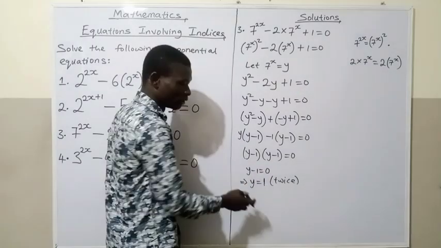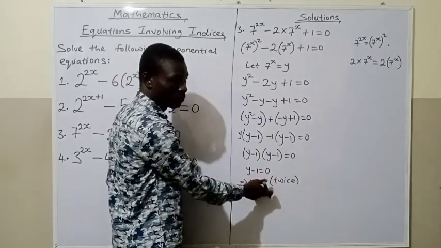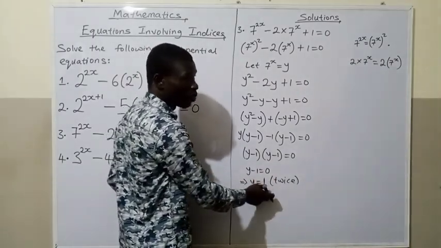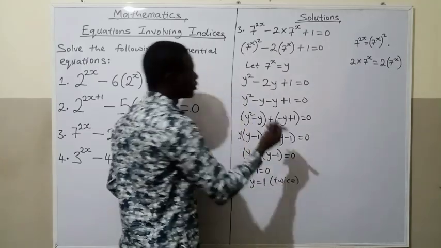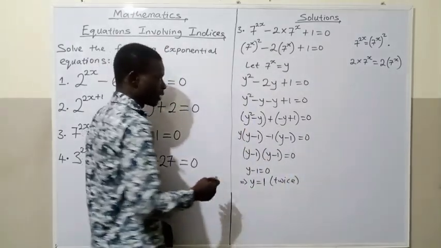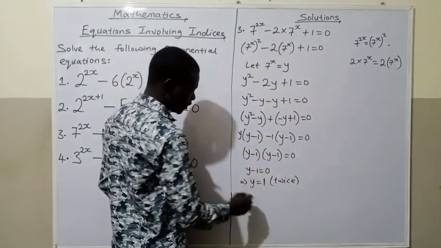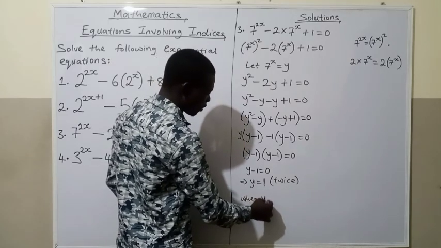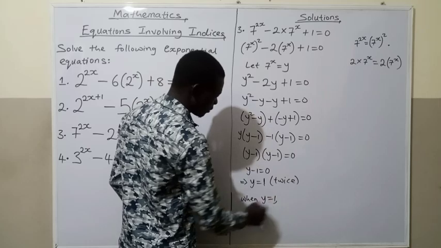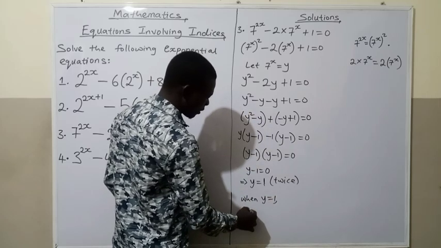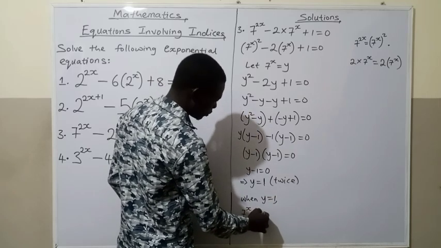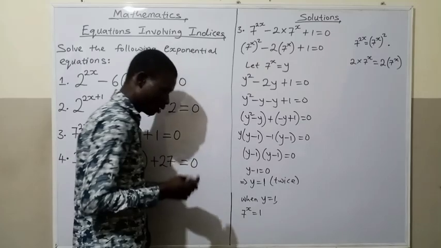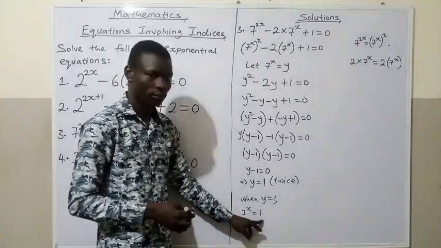So what does it tell us? Repeated solution. So that's why we just summarize by saying y equals 1 twice. So if y equals 1 twice, what will our x be? When y equals 1, it means that 7 raised to power x is going to be equal to what? Equal to 1. And of course, how can we bring this to this format?